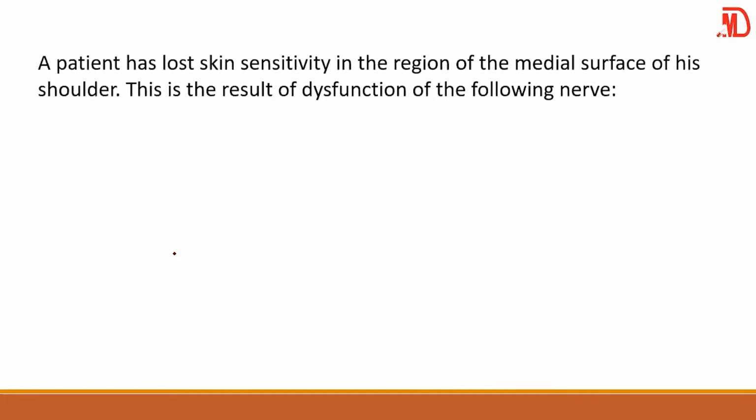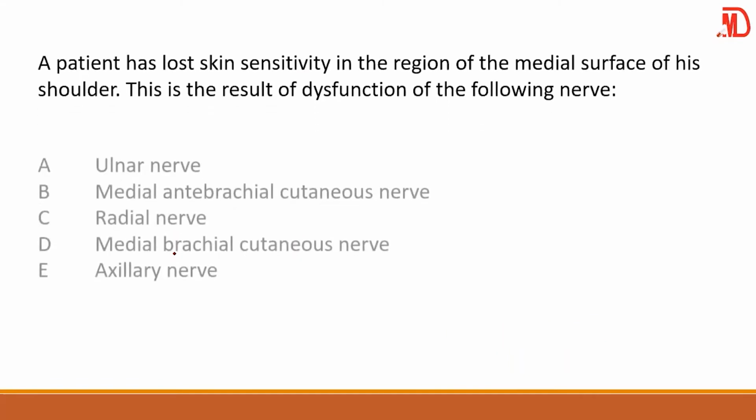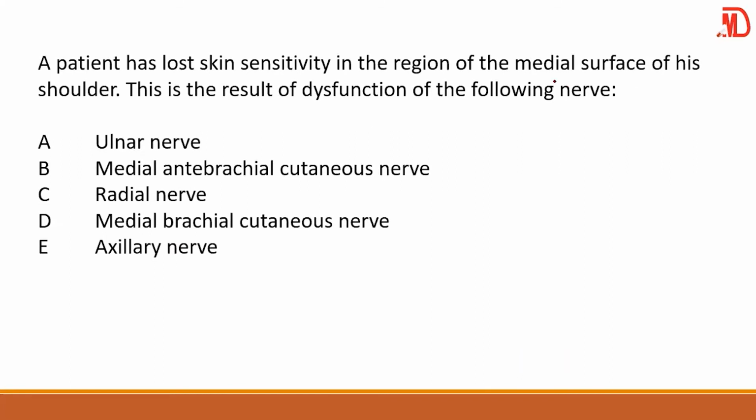A patient has lost sensitivity in the region of the medial aspect of the shoulder. If I were you, I'd just put my hands on the medial aspect of my shoulder. Basically, they just say around your armpit area, isn't it? That would be the medial aspect of your shoulder. Now, this is the result of dysfunction of the following nerve.